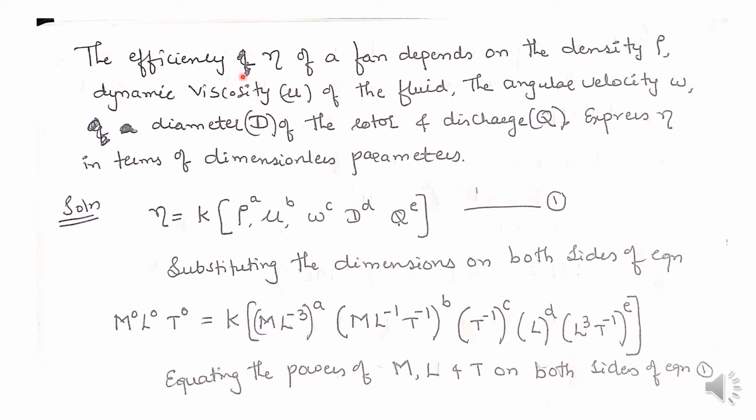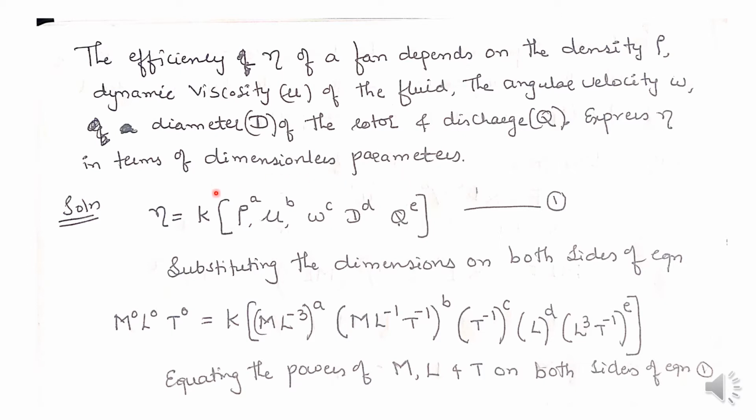The efficiency of a fan depends on the density rho, dynamic viscosity mu of the fluid, angular velocity omega, diameter d of the rotor, and discharge Q. Express this efficiency in terms of dimensionless parameters. So let us write the expression for efficiency in terms of dimensionless parameters by using Rayleigh's method.